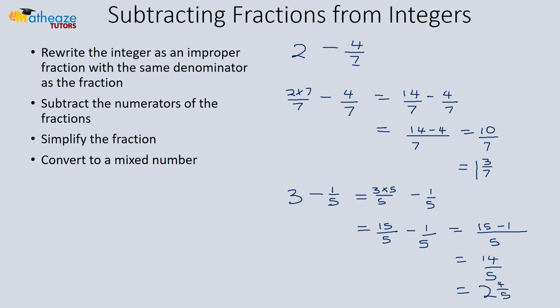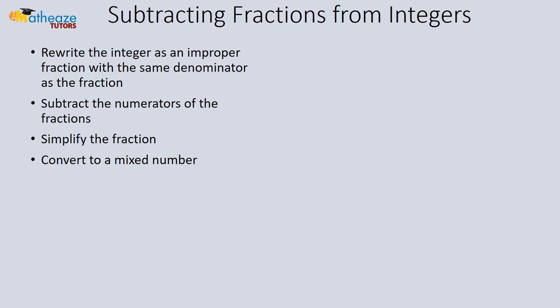Okay, next we will look at subtracting mixed numbers from integers. So here's an example we're going to try. 7 minus 4 3 over 8. So here's a tricky one that we're going to actually do.